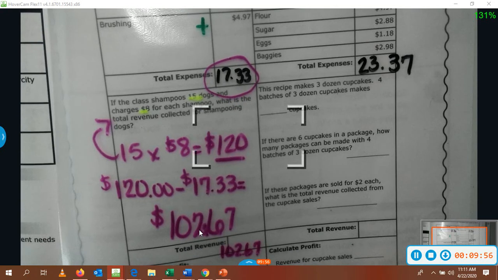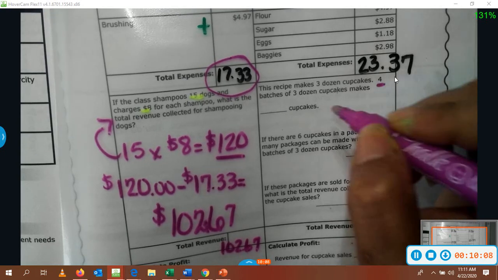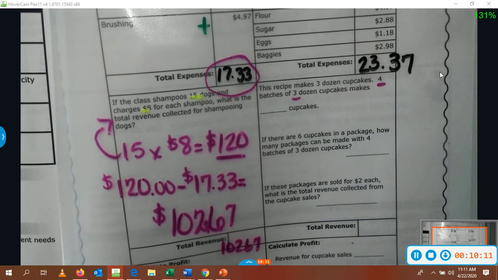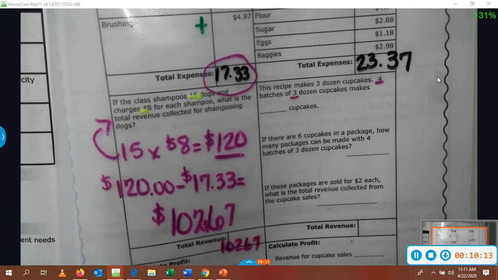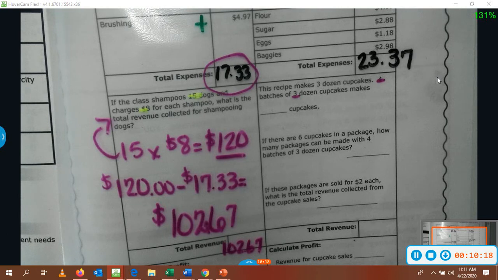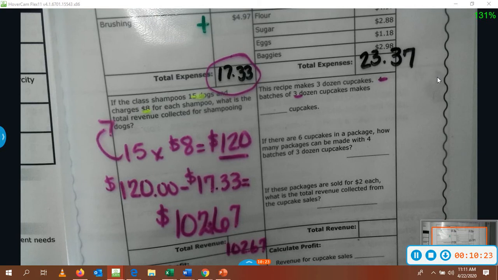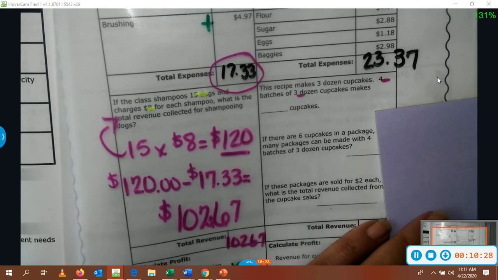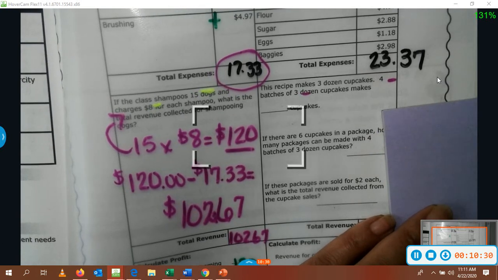This recipe makes 3 dozen cupcakes. 4 batches of 3 dozen cupcakes make how many cupcakes? So what would you have to do? You will have to multiply 4 times 3 dozen. So that is 4 times, how many in a dozen? 12. So 12 times 3, you see all the extra work you have to do? So yeah, that's why you gotta pay close attention.